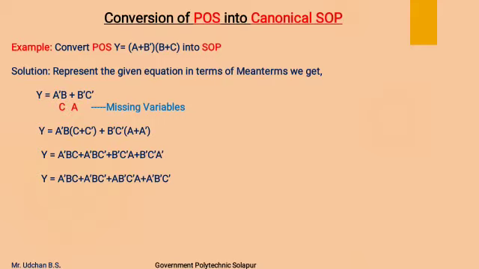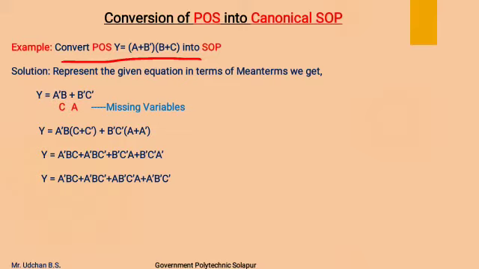The second type of conversion is the conversion of POS expression into the canonical SOP. Now this is our given equation in the form of POS, that is y is equal to a plus b bar into b plus c, which contains max term, that is sum terms.